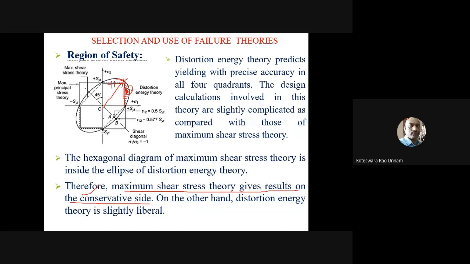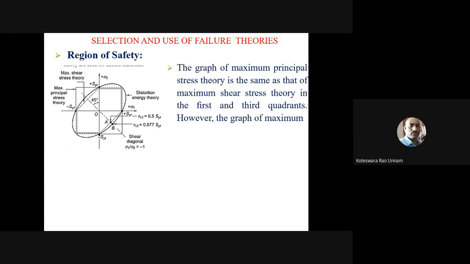When you compare maximum shear stress theory with distortion energy theory, maximum shear stress theory is a conservative one. On the other hand, distortion energy theory is slightly liberal. Similarly, one more point: the graph of maximum principal stress theory is the same as that of the maximum shear stress theory in the first and third quadrant. We already discussed the first and third quadrant. Those two theories are the same.